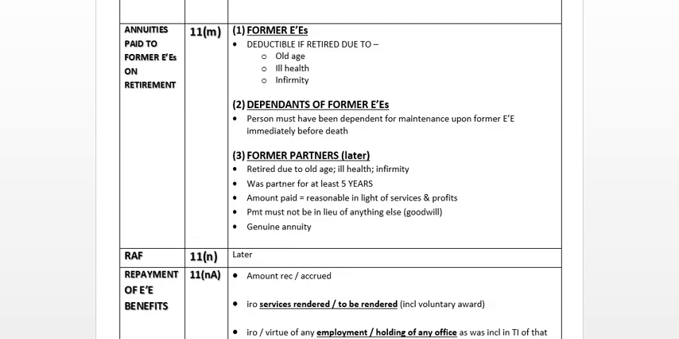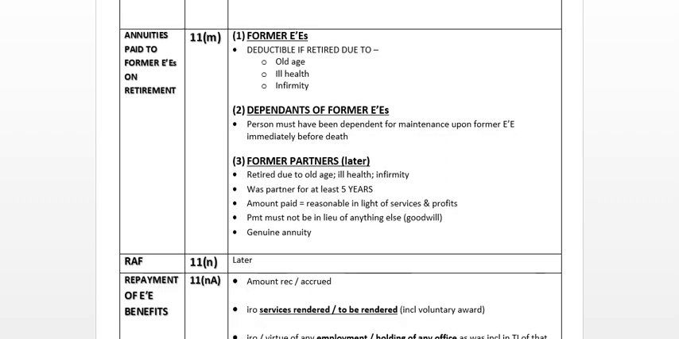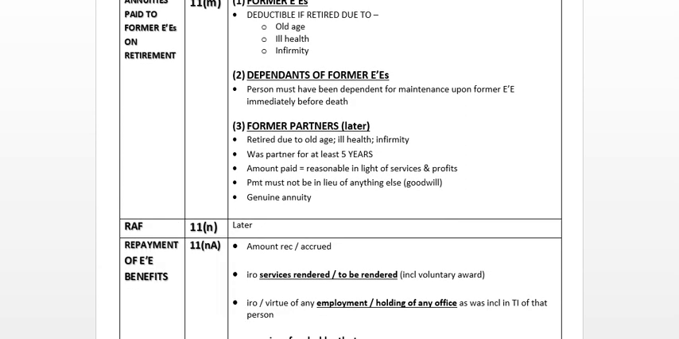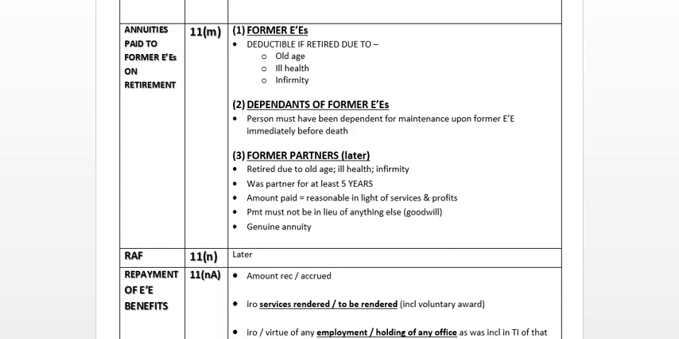Okay, so annuities paid to former employees on retirement, that's also very similar to contributions by the employer to any pension fund. So if you pay any annuities to former employees, that is deductible, but the condition is that the employee retired due to old age, ill health, or infirmity. So you can't work anymore. Then dependents of former employees: the person must have been dependent for maintenance upon the former employee immediately before death. So that's an important one.